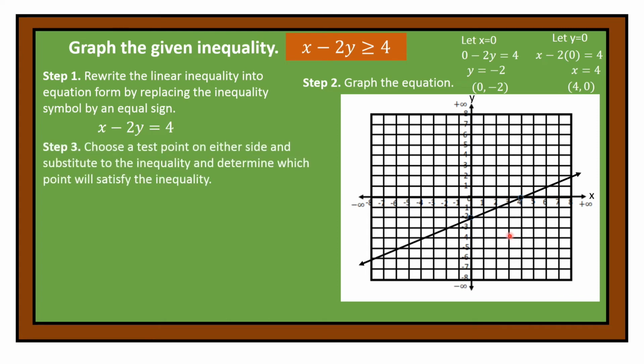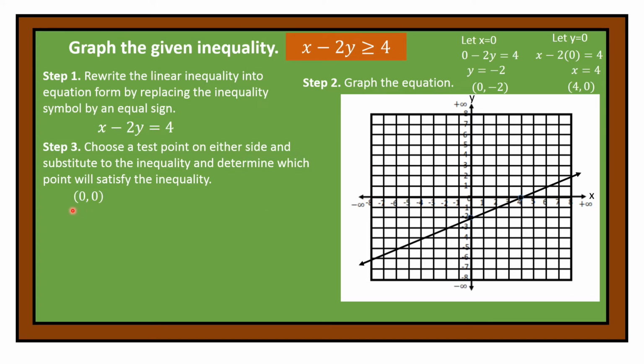So, next step, kukuha tayo ng testing point. So, on either side ng ating plane. So, pwedeng dito sa side na to or dito sa half plane na to o kaya naman dito sa lower part na half plane. So, para mas madali, kunin nating testing point ang origin. So, we have here 0, 0. So, ang tinetest natin dito ay itong part na to o yung ating upper half plane.